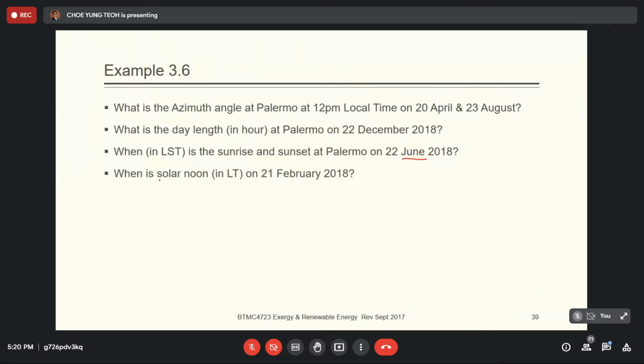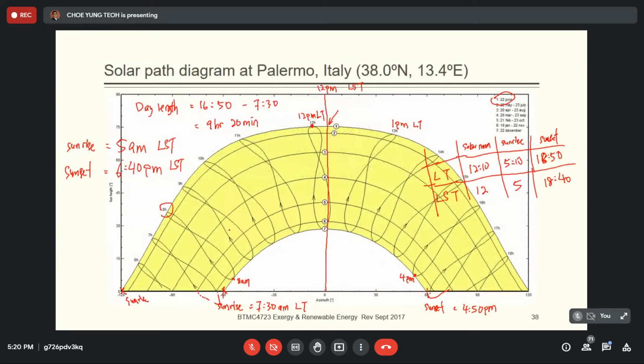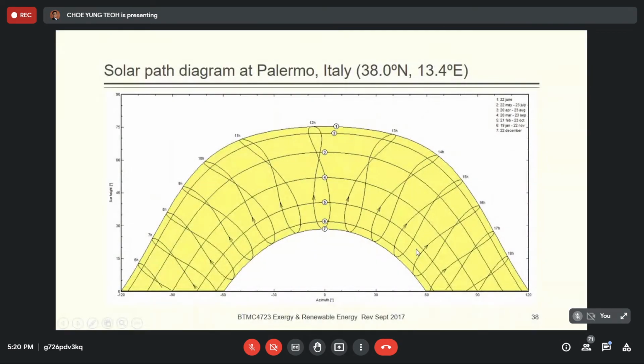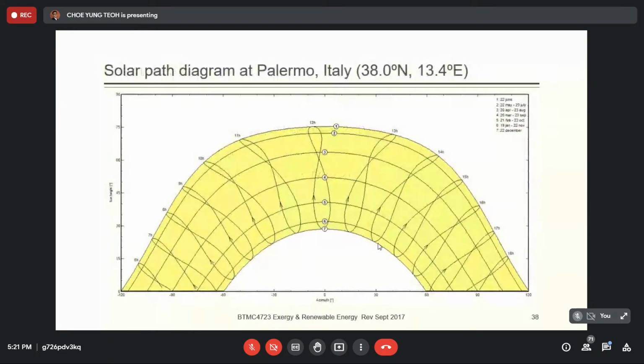So move to the next one. When is the solar noon on 22nd of February in local time? Okay, maybe you check and then let me know. Solar noon, 22nd of February, local time. Share your answer in the chat box. 21st of February. So should be line 5.